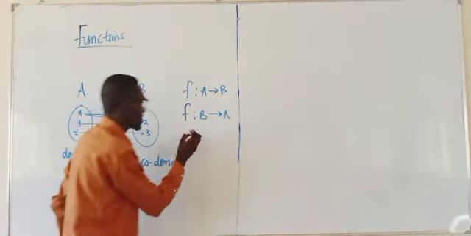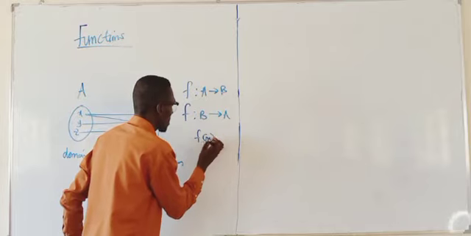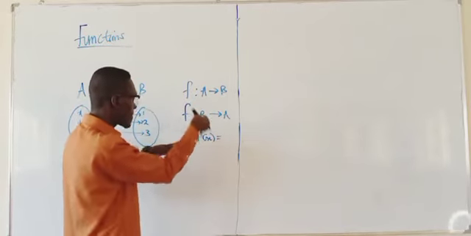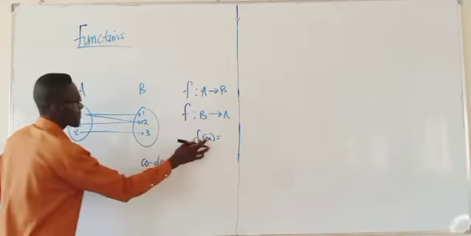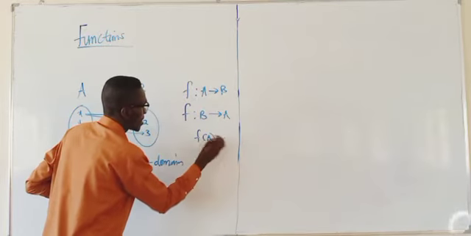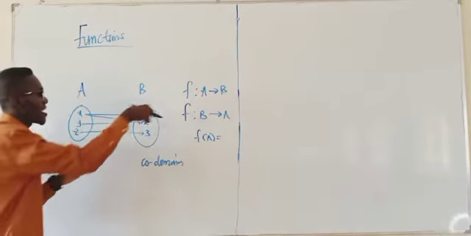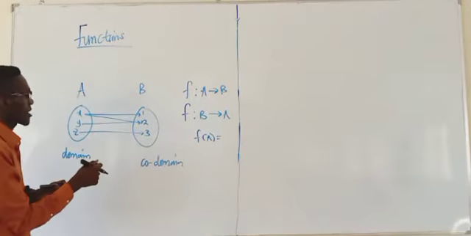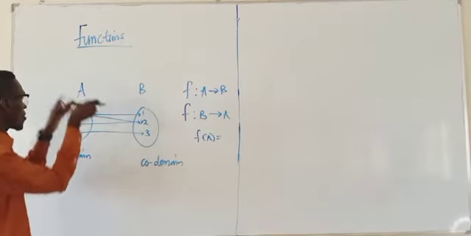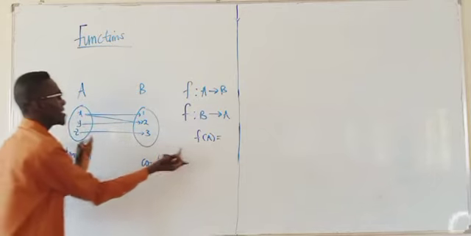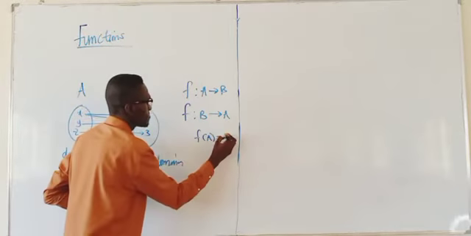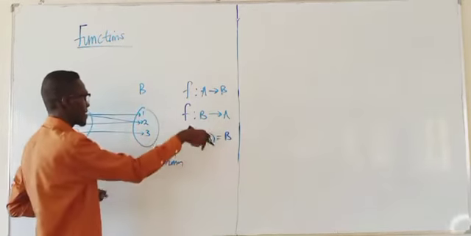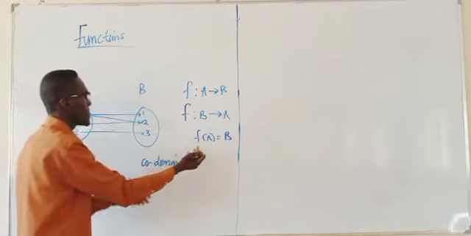For instance, if I have f of x, function of x, let me say f of a. When I say f of a, it means f working on a. That is to say, the function working on a, for each element in A, I'm going to have just one element in B. So f of a is going to give me b.